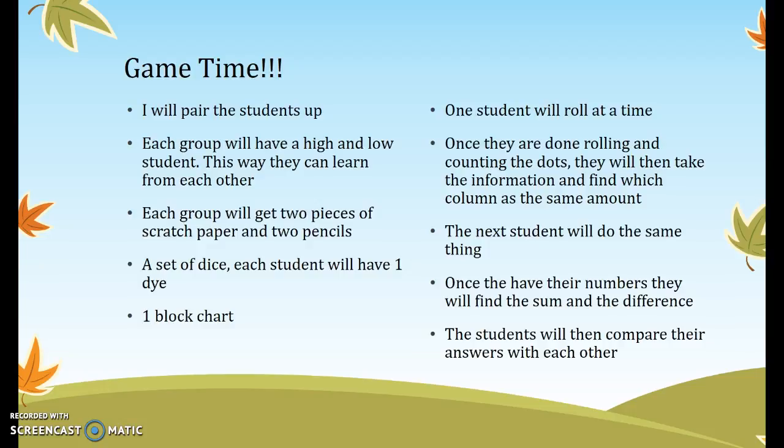To start the game, one student will roll first. They will count the dots on their die and then find the column that corresponds with that same number. After they found their column, then the next student will roll their dice and do the same. Once they have both sets of numbers, they will add them and subtract them. The students will then compare their answers with each other, and hopefully they each got the same answer, and if not, this is a good time for them to work as a group and figure out who was right and how they found the answer.